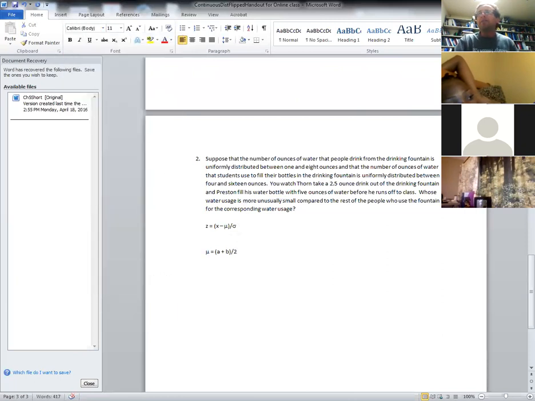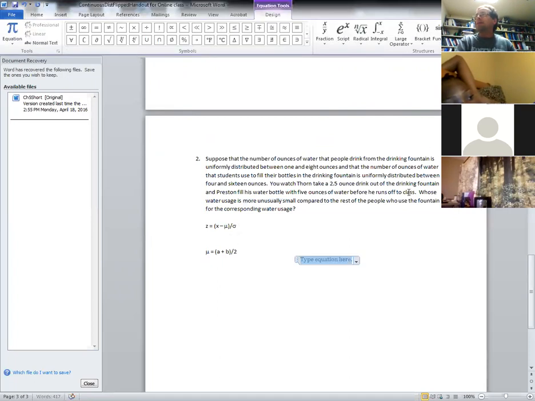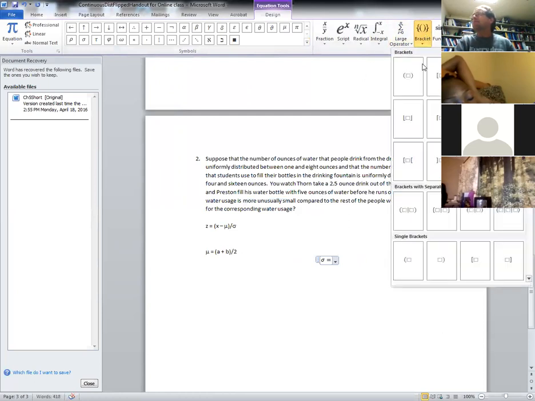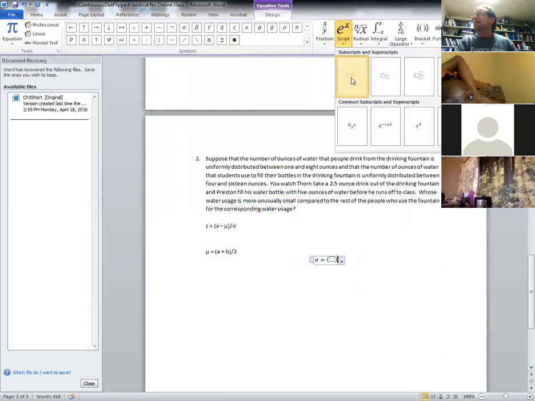The standard deviation, I do not expect you to have any idea where this is coming from. But it's a formula you probably want to put on your formula sheet. And it's the following. And that is sigma. Okay, sigma is equal to, and then there's a formula here. It's a little complicated.